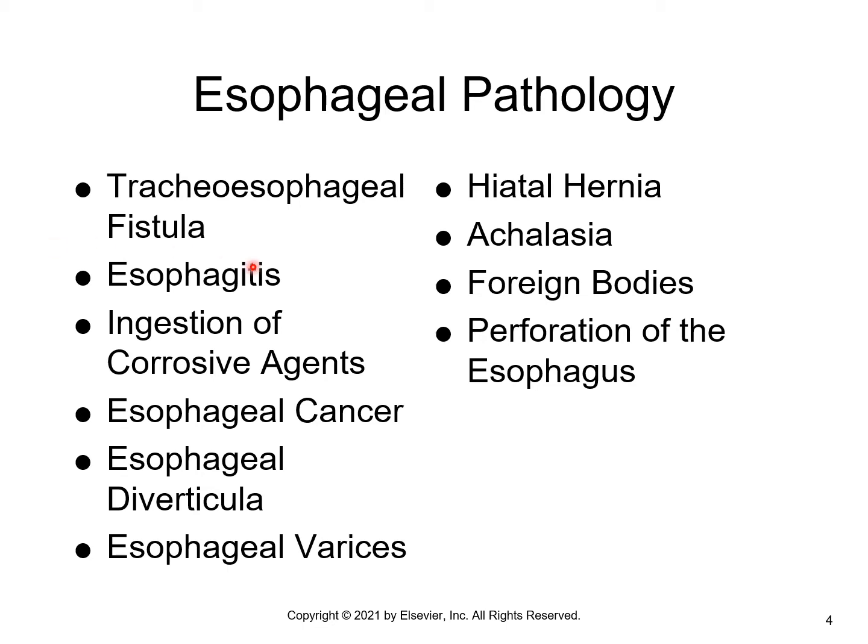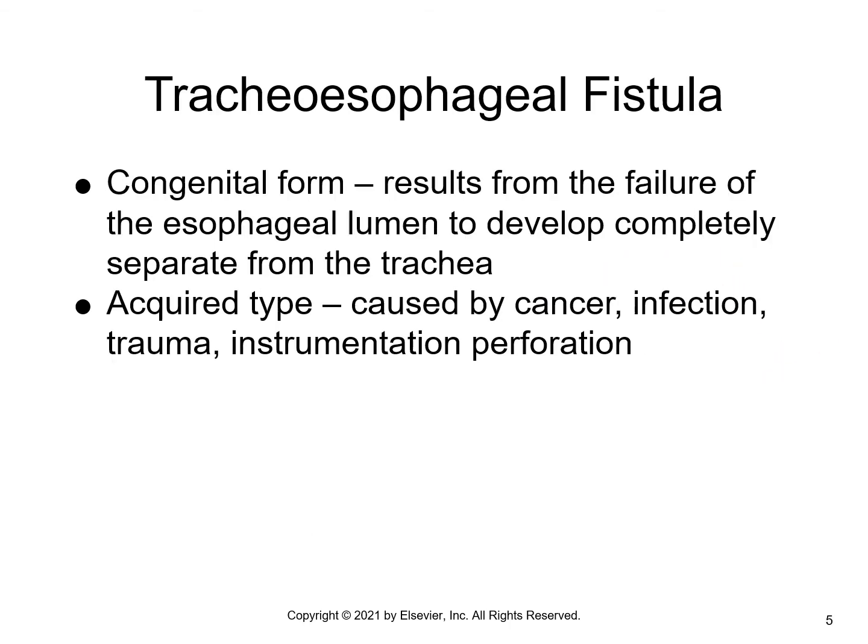esophagus. The first one we're going to look at is the tracheoesophageal fistula, then esophagitis, then ingestion of corrosive agents, esophageal cancer, esophageal diverticula, esophageal varices, hiatal hernia, achalasia, foreign bodies, and the perforation of the esophagus. So let's get started with the tracheoesophageal fistula. There's actually multiple forms of the tracheoesophageal fistula.